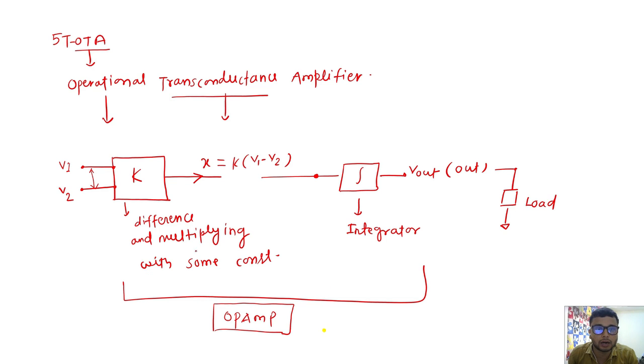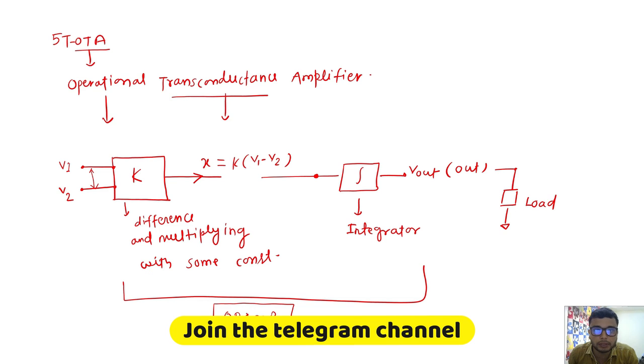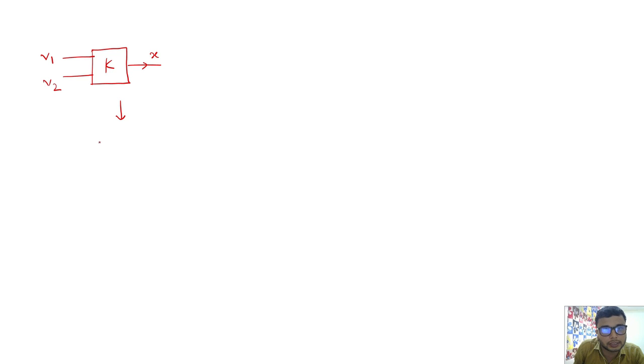So how can this integrator be implemented? First we'll see how this block K can be implemented, then how this integrator can be implemented. How is this block K implemented? This is very simple. We will see it not at transistor level right now, but I will say that if this is V1, V2, and this is some quantity x which is generated out, this can directly be said to be some GM block.